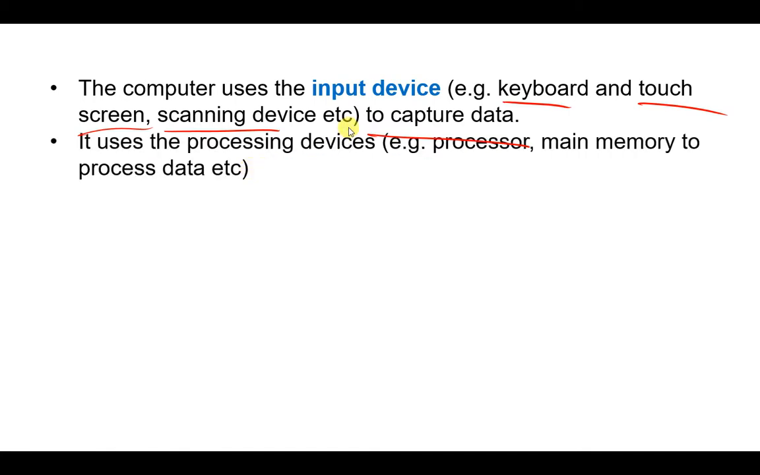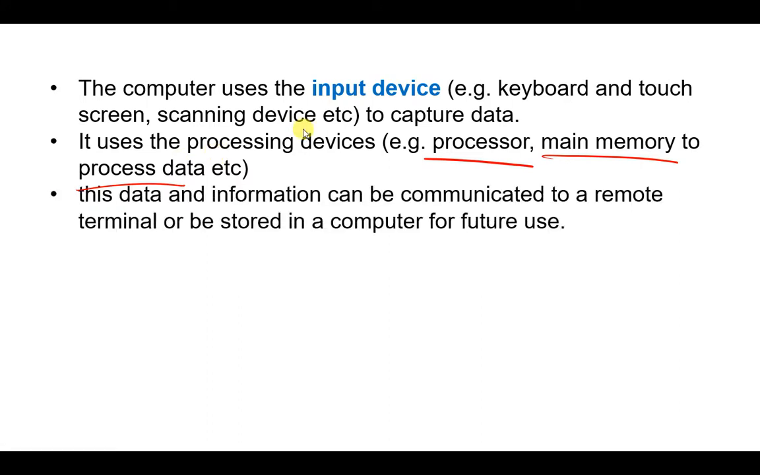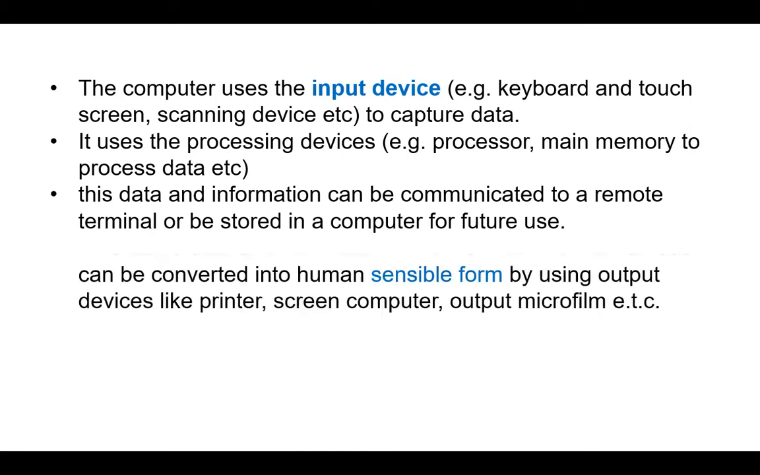So it uses the processing devices as well. Under the processing devices we have the processor, then we have the main memory to process the data. Apart from that we also have the control unit in the central processing unit. Apart from the control unit we also have the arithmetic and logic unit. It is also important to discuss that. We're going to look at it in detail. So this data and information can be communicated to a remote terminal or be stored in a computer for future use. We'll discuss the storage part of the computer.